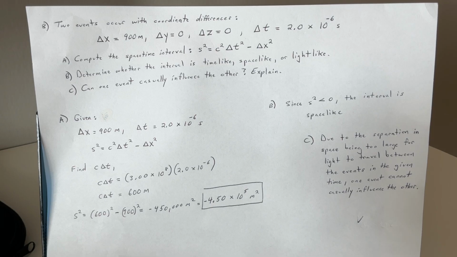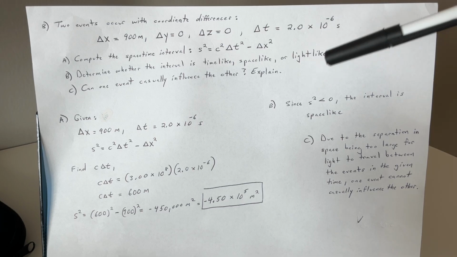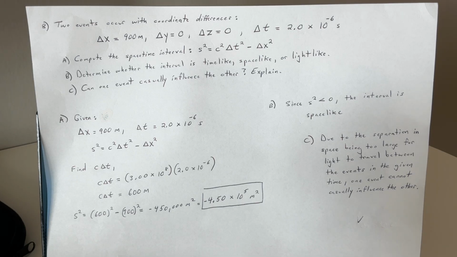Part B, determine whether the interval is time-like, space-like, or light-like. Well, since s squared is less than 0, the interval is space-like. And for part C, can one event causally influence the other? Explain. Well, due to the separation in space being too large for light to travel between the events in the given time, one event cannot causally influence the other. So that answer would be no. And that's for number 8.